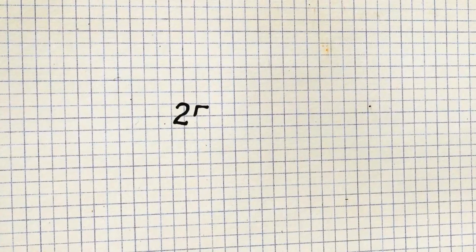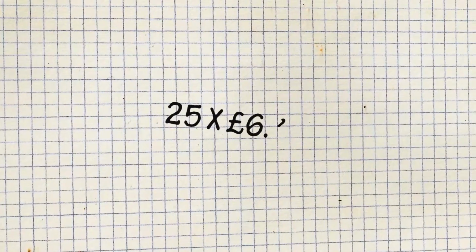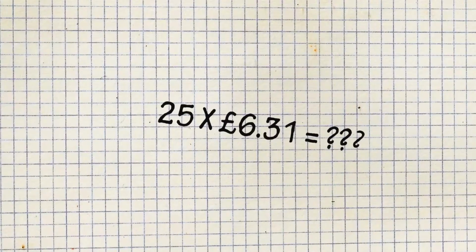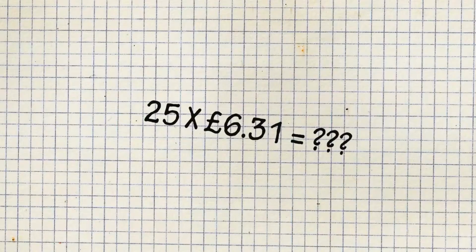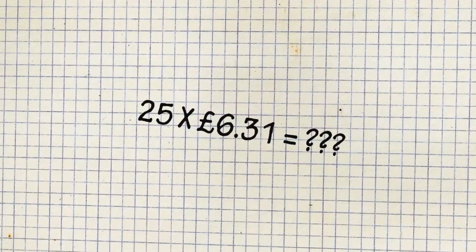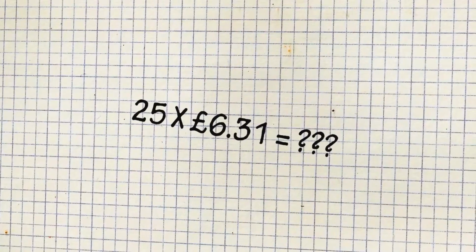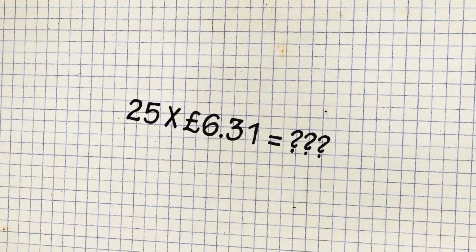If you're working 25 hours a week at £6.31 an hour, how would you work out your weekly income? Here are some different ways of doing it. Don't worry if they don't all make sense at first. You can explore them a bit more later on. And you can also pause or rewind the film if you want to.